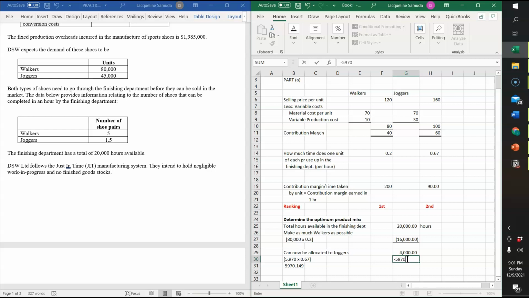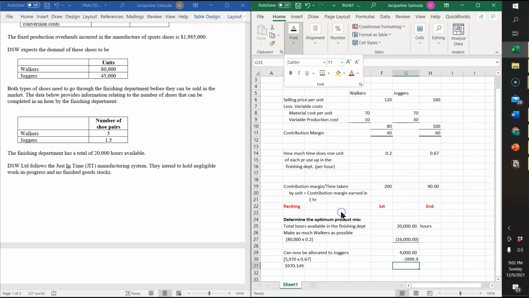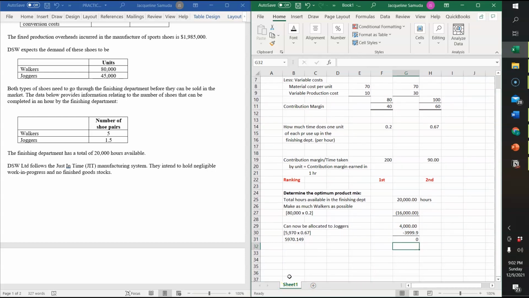Minus 5,970 times 0.67. And that comes to 3,999.9 hours, which is essentially 4,000. So what we're saying here is that we finally arrived at our optimum mix. So let's indicate that. So now our hours are fully consumed based on this optimum mix. So let's state what it is.